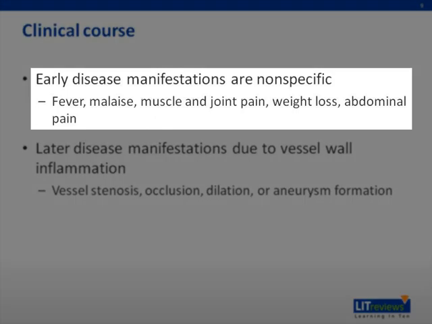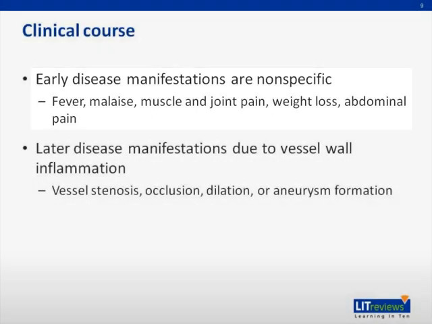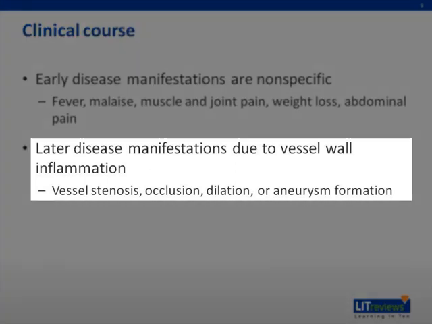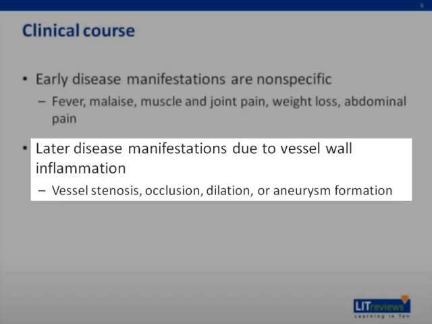TA has an acute early phase when symptoms may be nonspecific and may include fever, malaise, arthralgia, myalgia, abdominal pain, and weight loss. The diagnosis of TA can therefore be a challenge and can be delayed for several months. Persistent vessel wall inflammation leads to concentric wall thickening, fibrosis, and thrombus formation. Affected vessels may then become stenotic, occluded, dilated, or aneurysmal. Therefore, presenting symptoms at this later stage may be a reflection of the vascular territory involved.